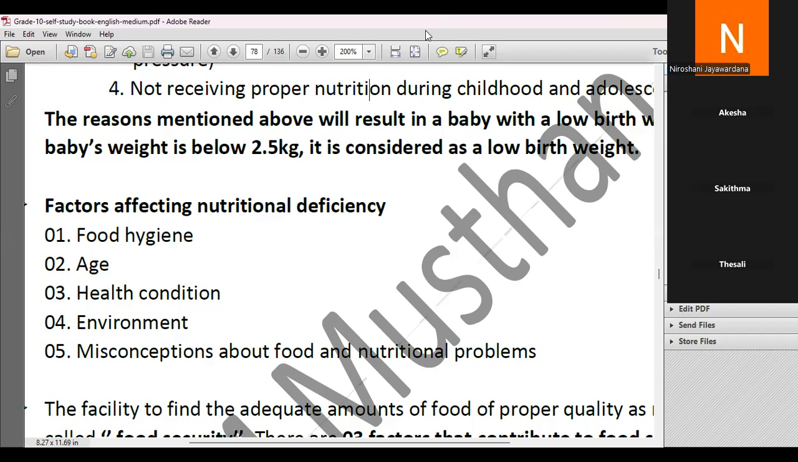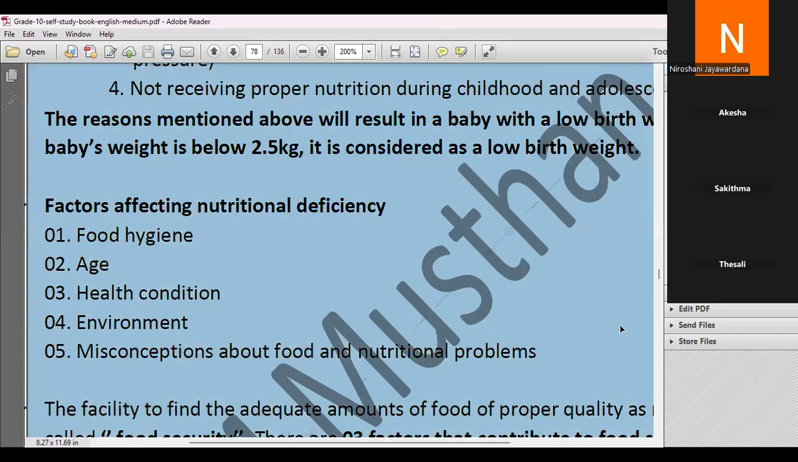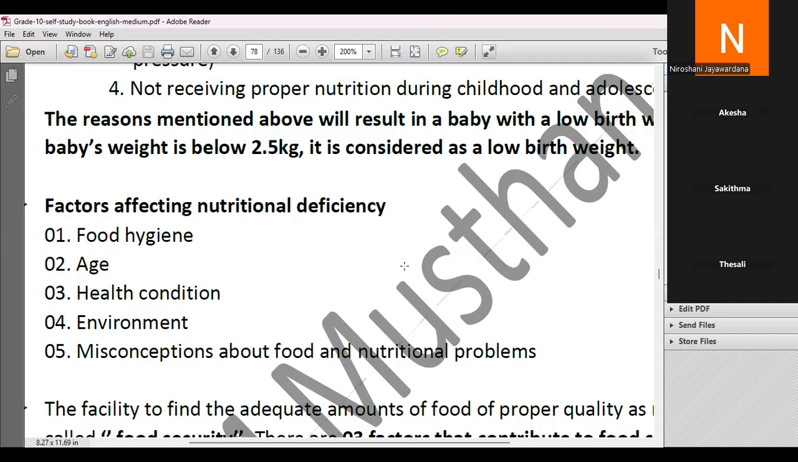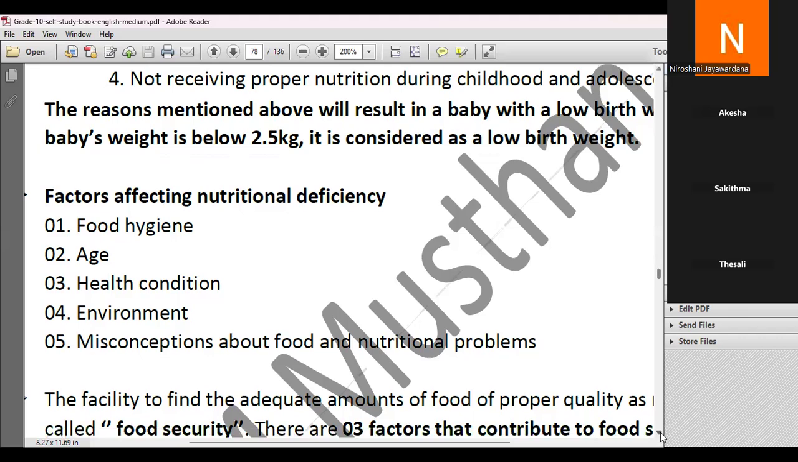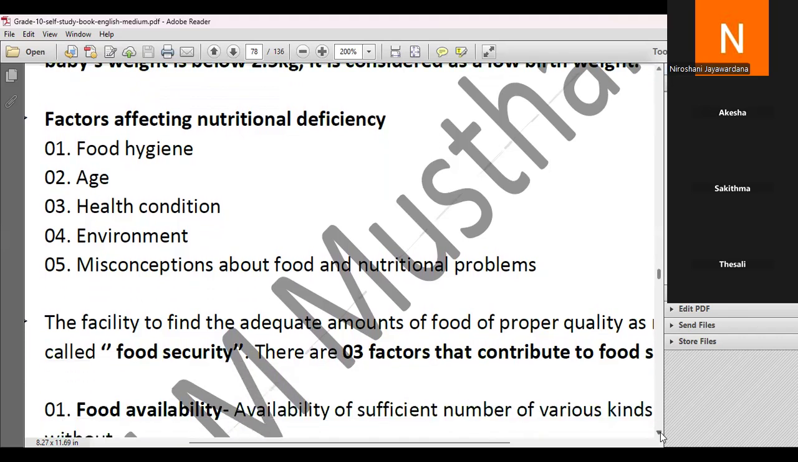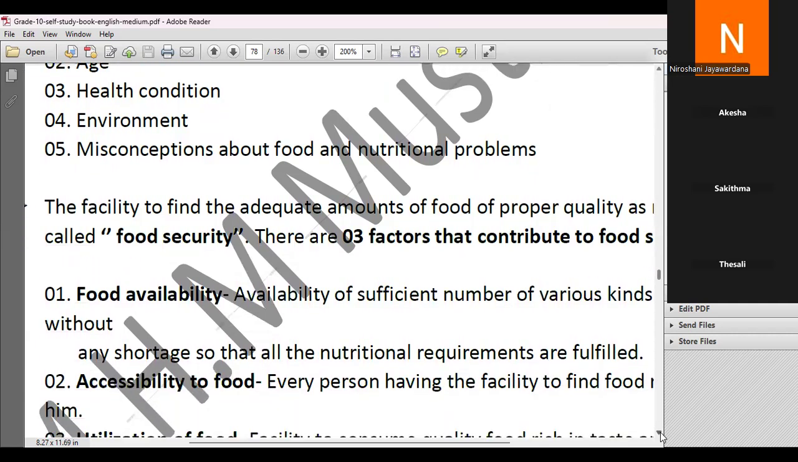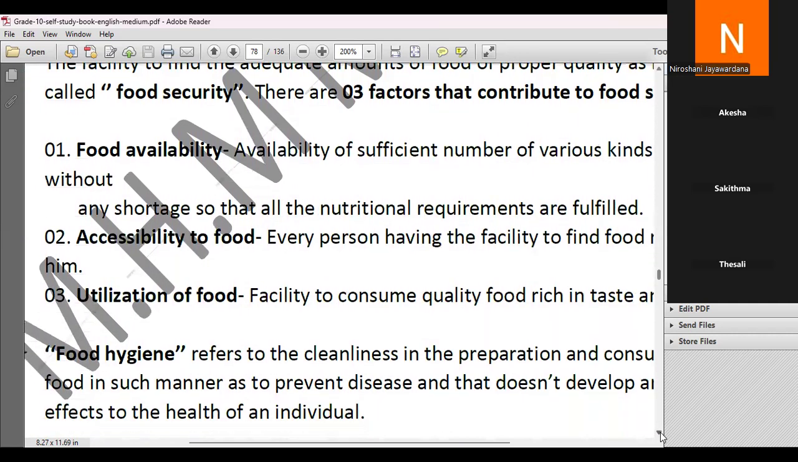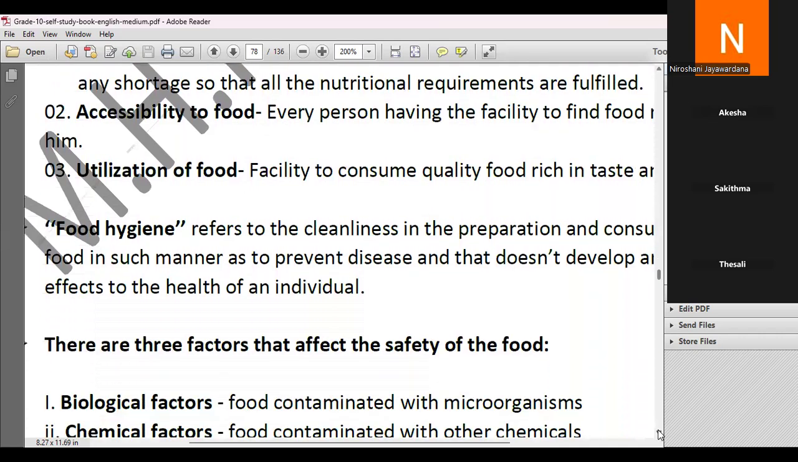Did you finish writing? Only 5 factors are there to write. What are the factors affecting nutritional deficiency? Food hygiene: how does it affect nutritional deficiency? We'll discuss that. First, write what is meant by food hygiene. It comes in MCQs.